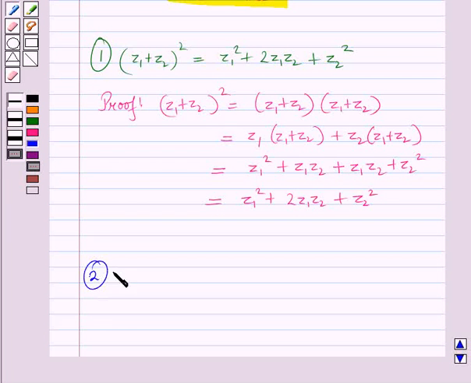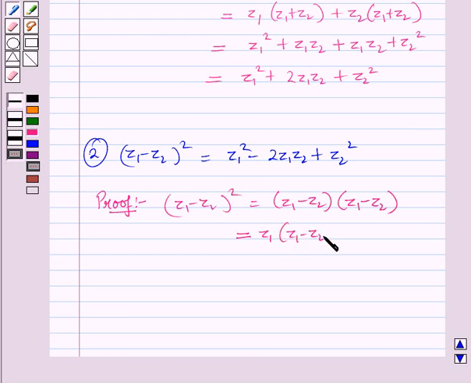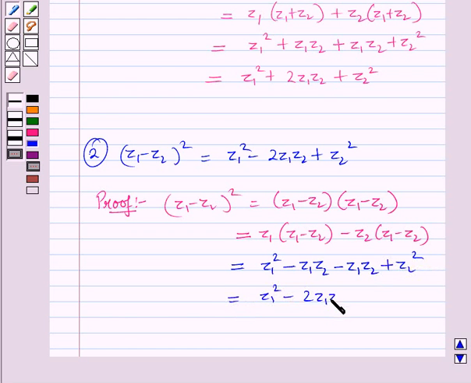Now let us move to the second identity, that is Z1 minus Z2 whole square is equal to Z1 square minus 2Z1Z2 plus Z2 square. Now let us prove this identity. Now Z1 minus Z2 whole square can be written as Z1 minus Z2 the whole into Z1 minus Z2 the whole, which is further equal to Z1 into Z1 minus Z2 the whole minus Z2 into Z1 minus Z2 the whole. This is further equal to Z1 square minus Z1 Z2 minus Z2 Z1 will be equal to minus Z1 Z2, as multiplication is commutative in C, plus Z2 square. So this will be equal to Z1 square minus 2Z1Z2 plus Z2 square.